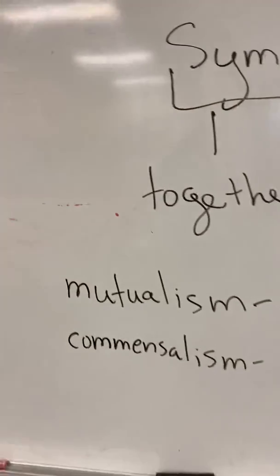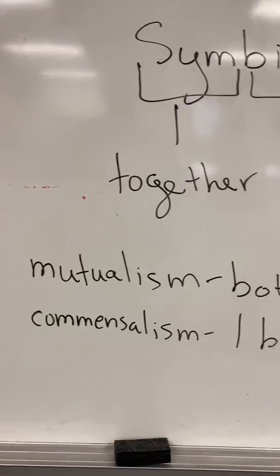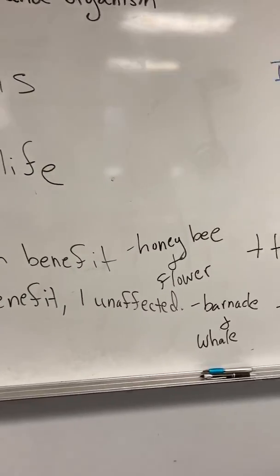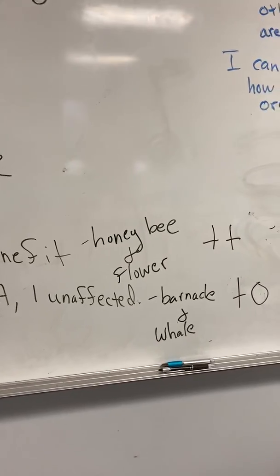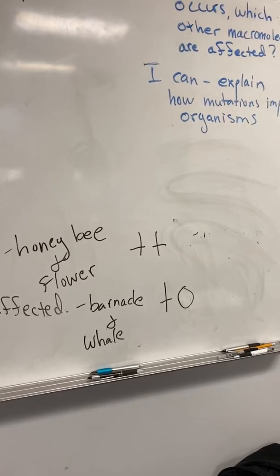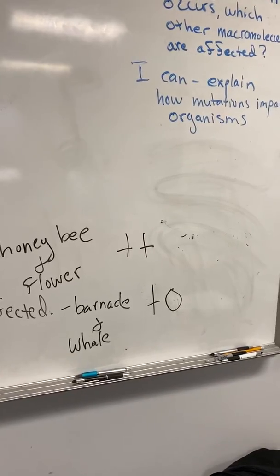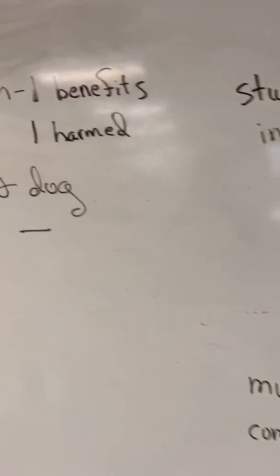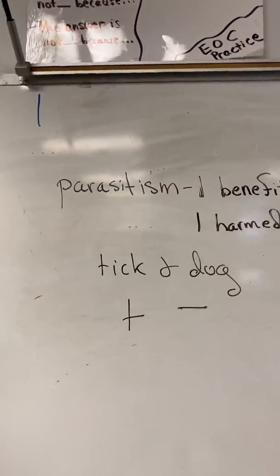Now, commensalism is a type where one organism benefits from the relationship while the other is unaffected. And so a classic example of that is the barnacle and the whale. And then you could have a positive sign for the barnacle who's winning, and then a 0 for the whale who's not really being affected. So that's called commensalism. And then your last type of symbiosis is parasitism.